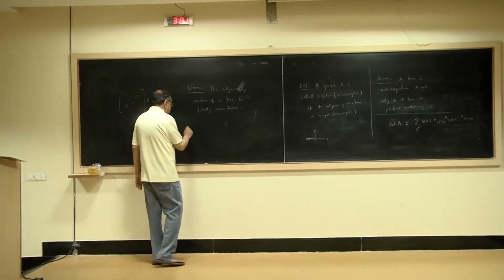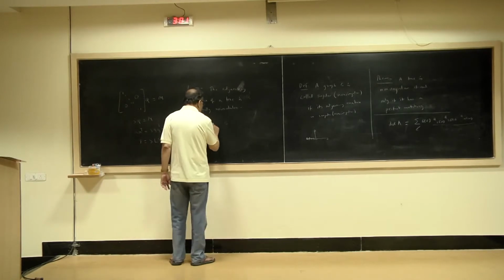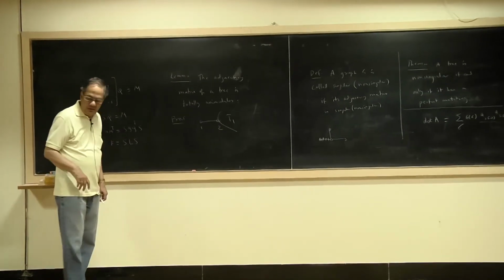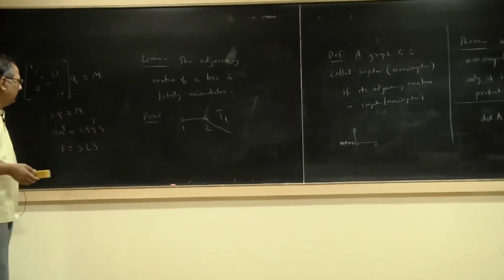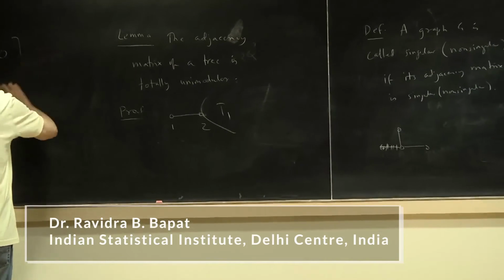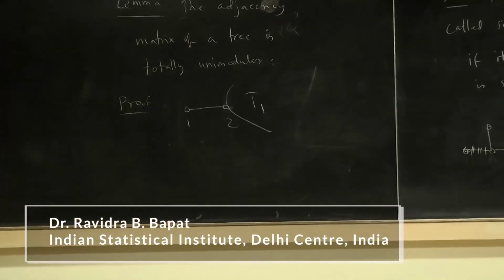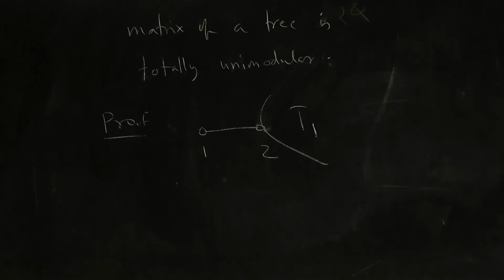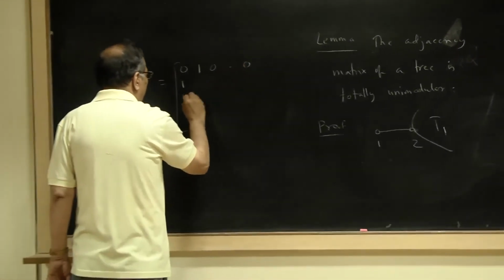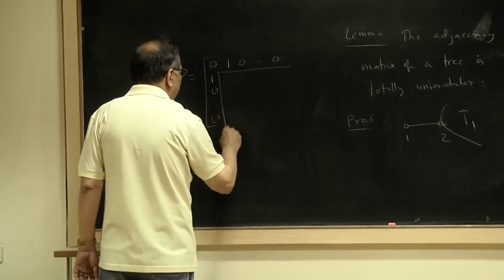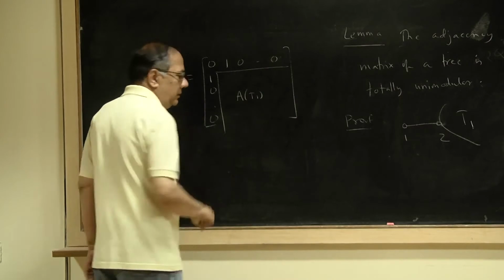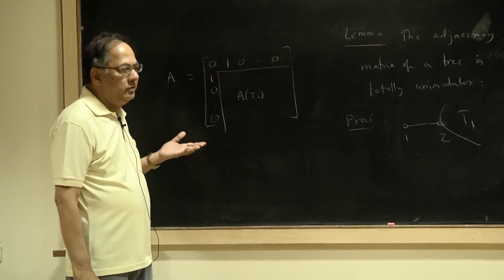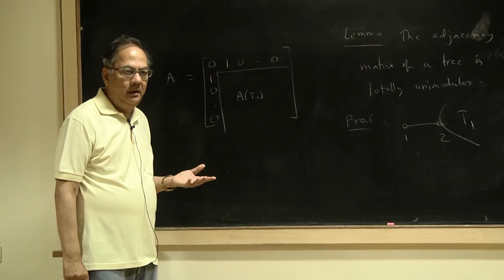So this we will do by induction. Suppose you have a tree and look at a pendant vertex. As usual, suppose this is a pendant vertex and then there is a subtree. So pick a pendant vertex and its neighbor and a subtree. Then the adjacency matrix of the tree can be written as 0, 1, 1, but there is nothing here because 1 is adjacent to 2 only, and this part is the adjacency matrix of T1. That's what it looks like in the first row, 0, 1. And now we are going to use induction. So for T1 I am going to assume the result, and I am trying to prove it for A.